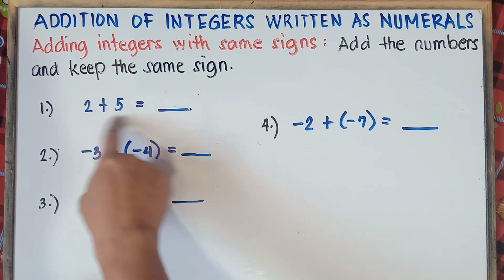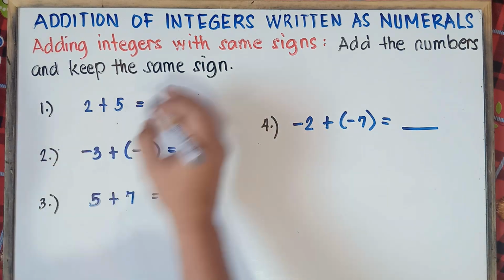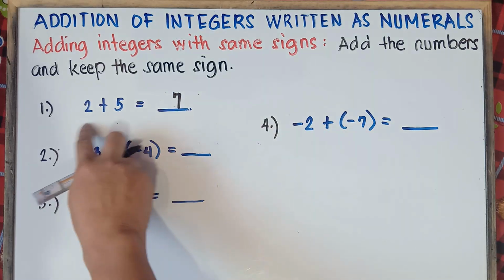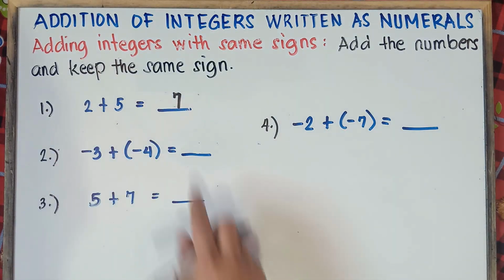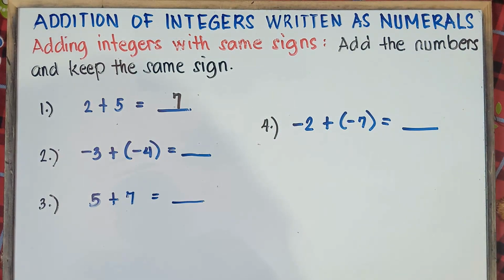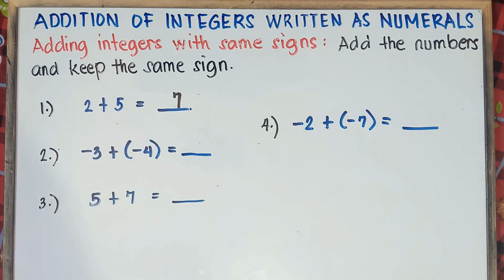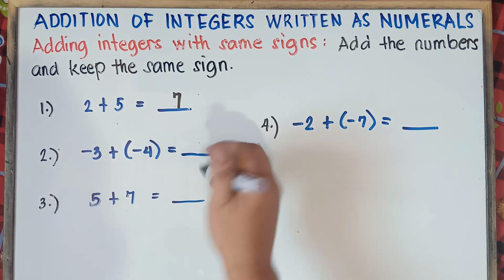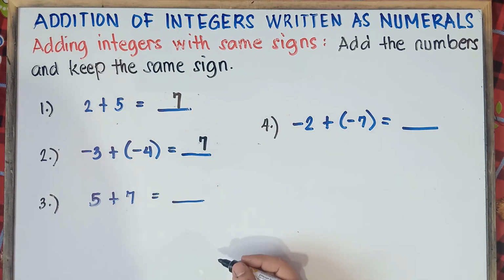So therefore, we can simply add the numbers. 2 plus 5, of course, that would be 7. Now, since they are both positive, our answer is positive 7, or that would be 7. Alright, so let's have example number 2, negative 3 plus negative 4. They have the same sign, which is negative. So we add the numbers 3 plus 4, that is 7, and simply keep the same sign. Simply copy the sign. So negative 3 plus negative 4, the answer is negative 7.